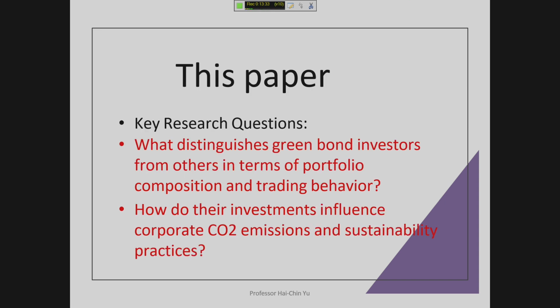So it examines the key question: how does green bond investment influence corporate CO2 emissions? So the dependent variable is CO2 emissions too. There is a climate measure in the model. And also the answer to the first question is the differences between green bond investors and others in terms of portfolio composition, holding period, and their trading behavior.